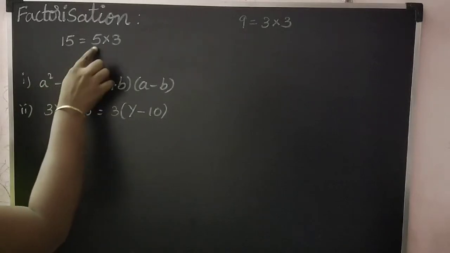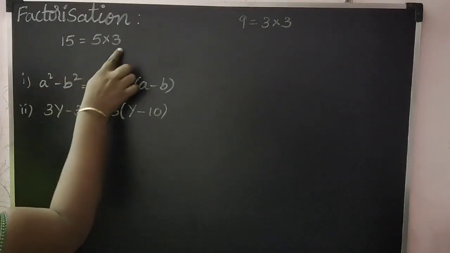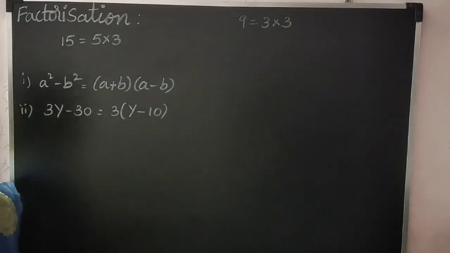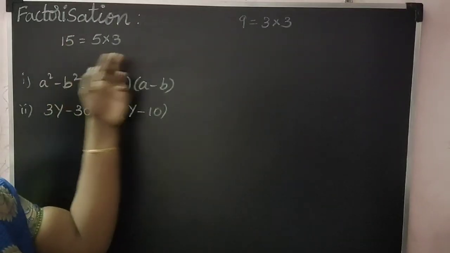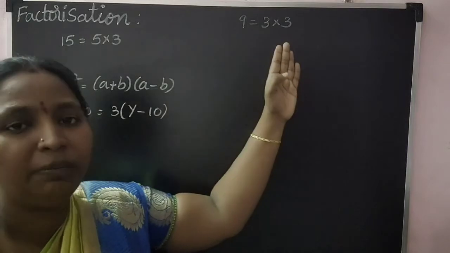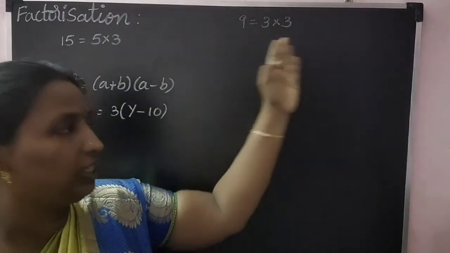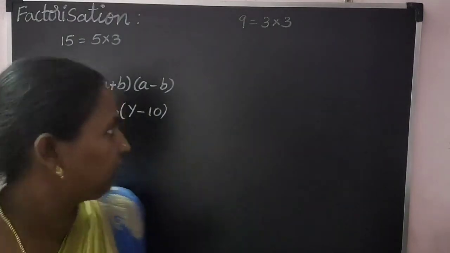That is, 15 can be written as 5 into 3. So 5 and 3 both are what numbers? Prime numbers only, no. So this is called prime factorization. Here I take 9. 9 can be written as 3 into 3. So this is also called prime factorization.